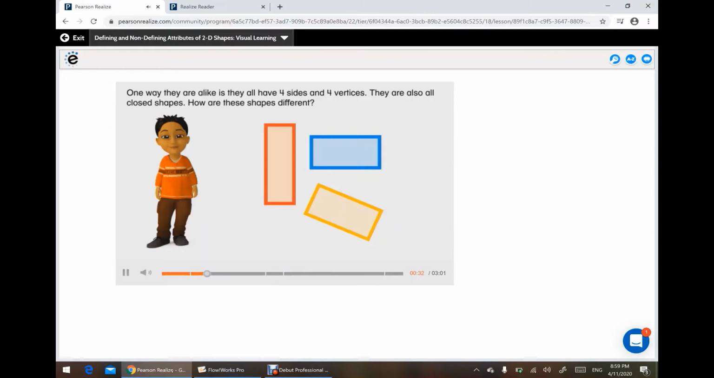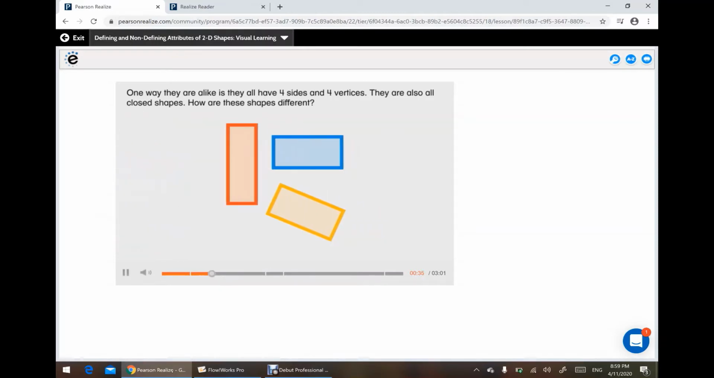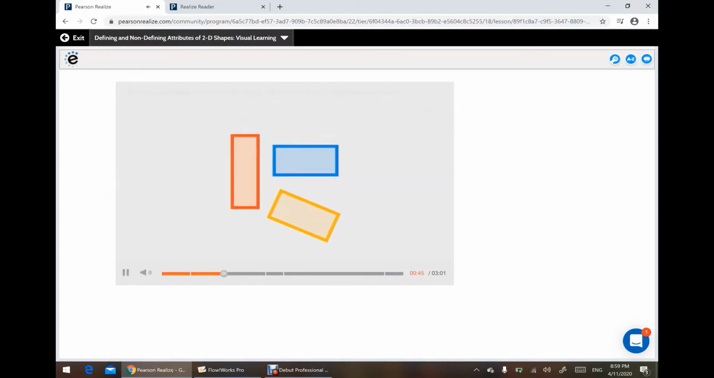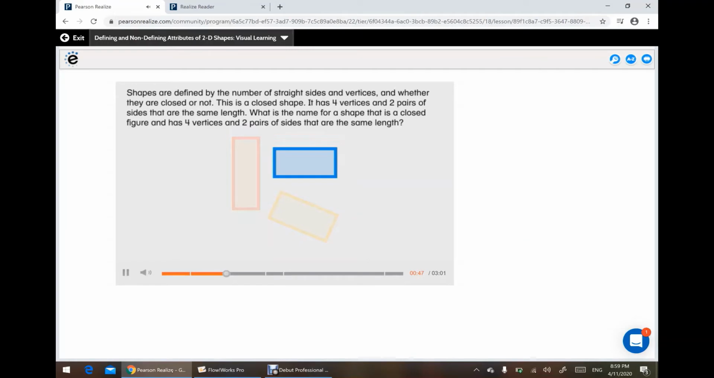How are these shapes different? Can you tell me how they all are different over here? Because they have different color, right? They are different colors and sizes. They are also in different positions. Shapes are defined by the number of straight sides and vertices, and whether they are closed or not. This is a closed shape. It has 4 vertices and 2 pairs of sides that are the same length.